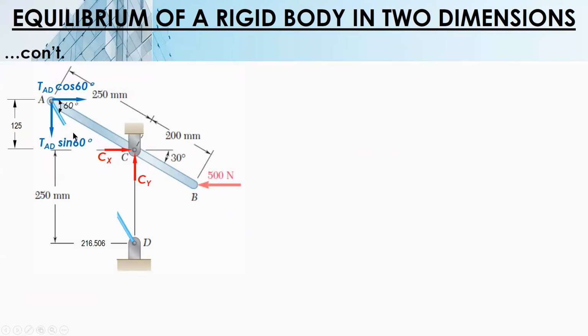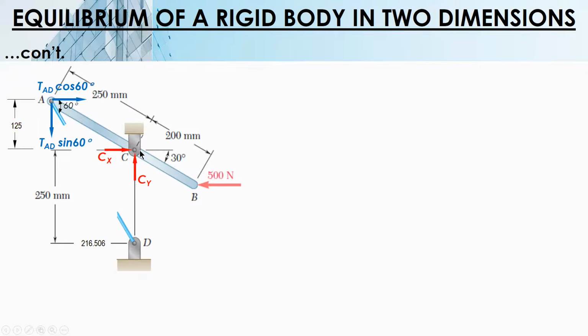Okay, this one. 60 man eh. So TED cosine 60, TED sine 60. And then this distance 125 to 216.506. So if you will sum up forces sa Y, sa X, we have two unknowns, CX and TED. If we sum up forces sa Y, we have two unknowns also, CY and TED. So what we're going to do is we sum up moment at C. We only have one unknown, TED lang.